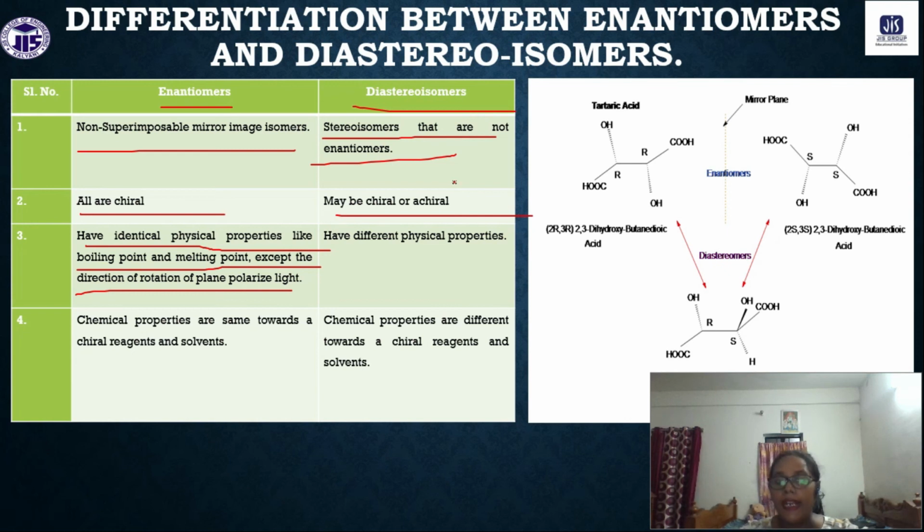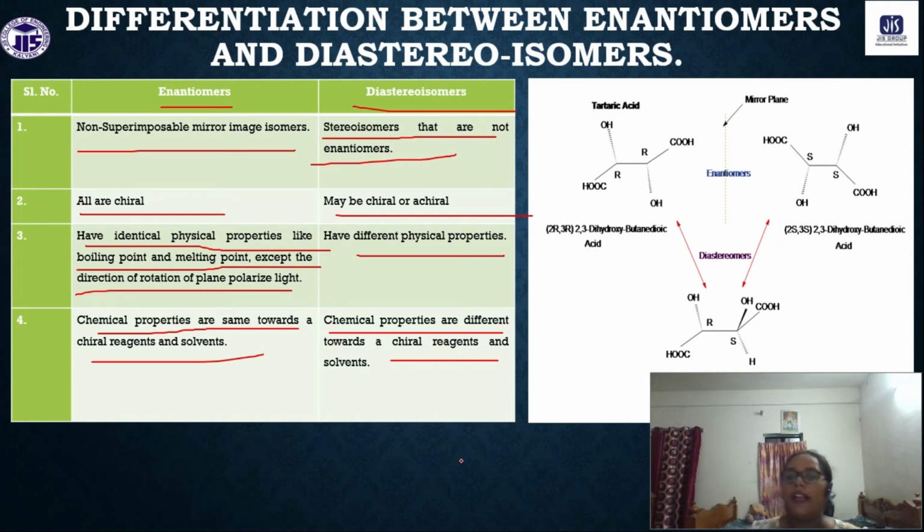But diastereomers have different physical properties. Okay, now enantiomers have the same chemical properties towards achiral reagents and solvents. The chemical properties are also different for diastereomers. So for diastereomers, the physical and chemical properties both are different. Okay, and also diastereomers may be chiral or achiral. So these are again some examples of stereoisomers, like enantiomers and diastereomers.